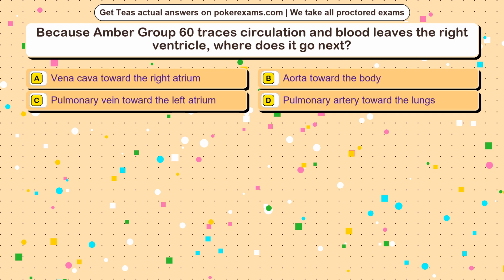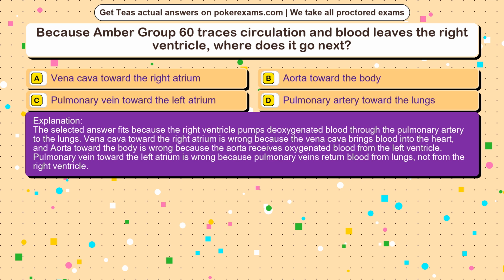The correct answer is option. The selected answer fits because the right ventricle pumps deoxygenated blood through the pulmonary artery to the lungs. Vena cava toward the right atrium is wrong because the vena cava brings blood into the heart, and aorta toward the body is wrong because the aorta receives oxygenated blood from the left ventricle. Pulmonary vein toward the left atrium is wrong because pulmonary veins return blood from lungs, not from the right ventricle.